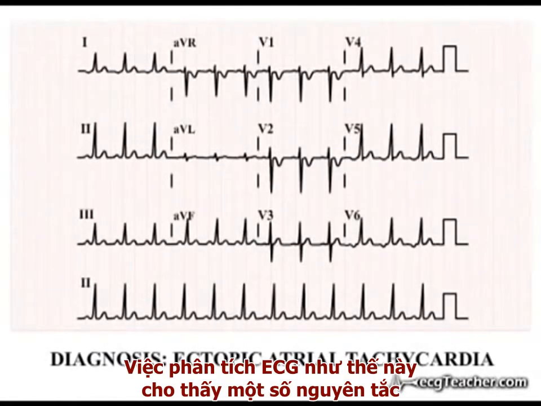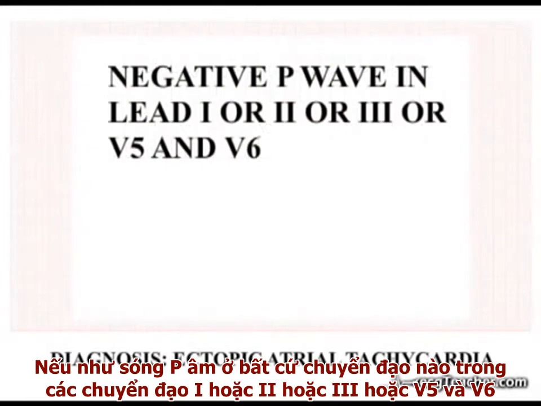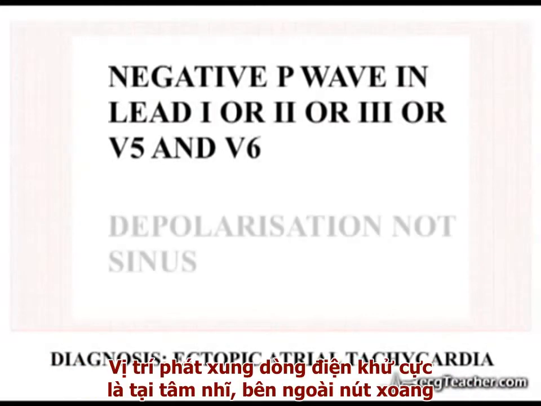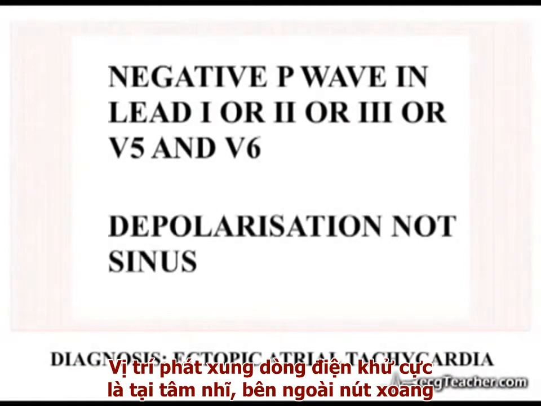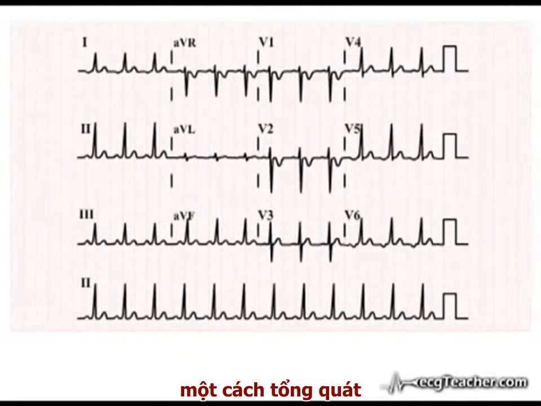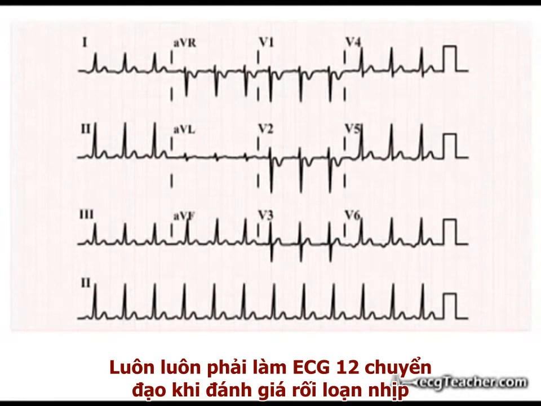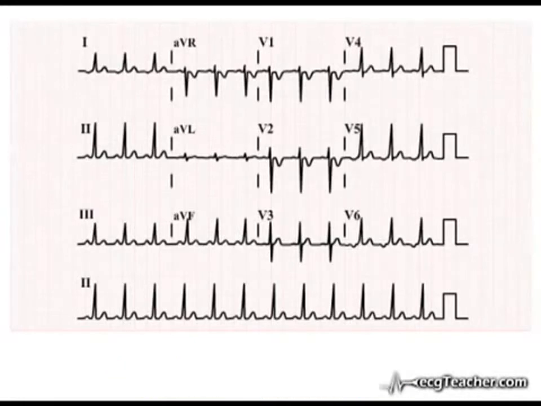Analysis of this ECG illustrates a number of principles. Firstly, in general, if P waves are negative in any of leads 1, 2 or 3, or V5 and V6, the origin of atrial depolarization is ectopic, that is, it lies outside the sinus node. Secondly, as a general point, if the patient's clinical condition allows it, a full 12-lead ECG should always be obtained when trying to diagnose an arrhythmia.